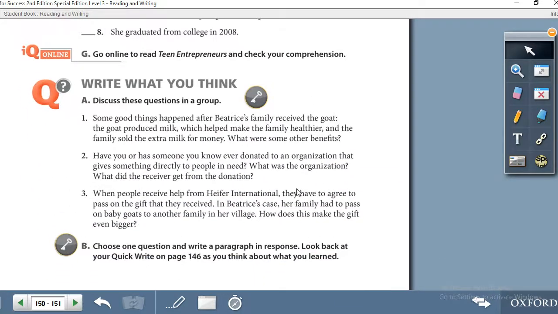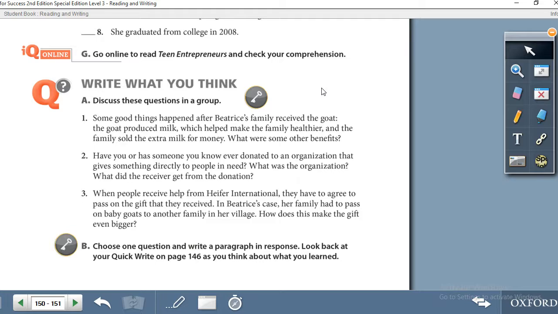Exercise G. Go online to read Teen Entrepreneurs and check your comprehension. So this is something which you can do online on the Q Skills account. Write what you think. Exercise A. Discuss these questions in a group. So I'm just going to read through the questions. You can obviously discuss it.